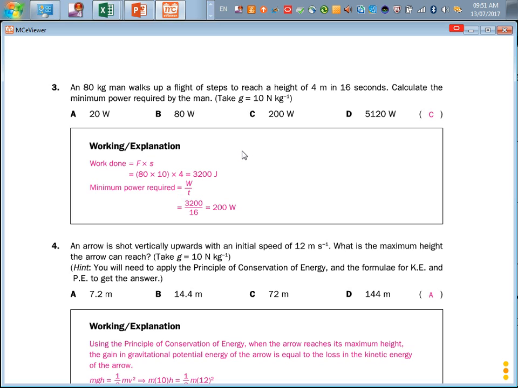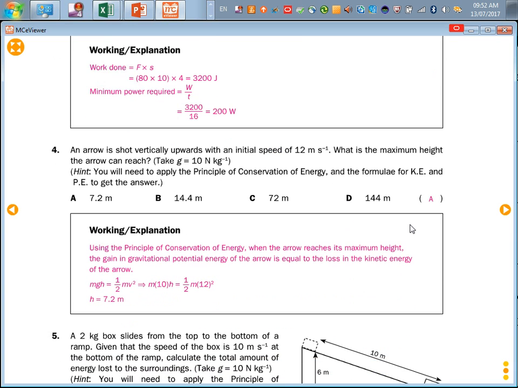So in this case, climbing up, we're just interested in the vertical distance, which is 4 meters. See, they only told you about the height, 4 meters. They didn't say what is the total distance he covered diagonally. Because 4, the height, is what we are interested in only. So work done divided by time taken, you get 200 watts. Okay?